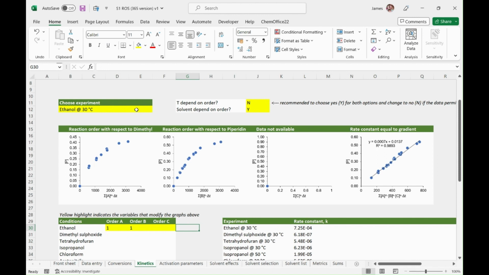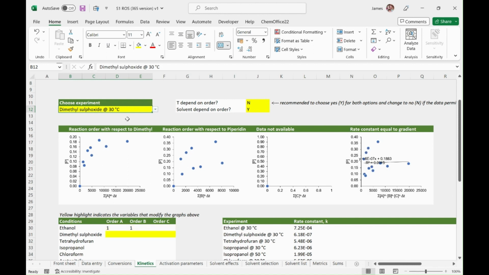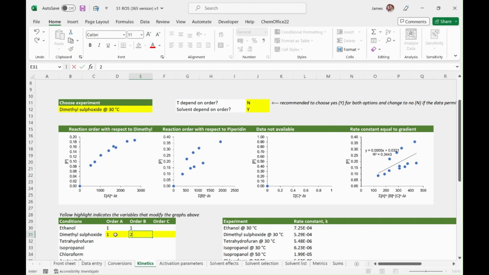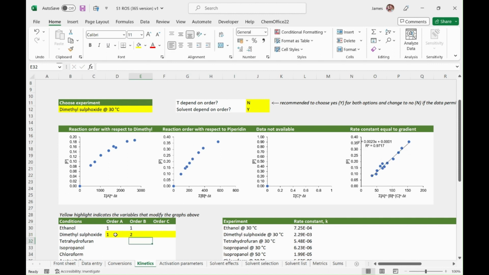So we need to repeat the process for different combinations of solvent and temperature. If we take the example of dimethyl sulfoxide, again, we can try 1 as an order, and we get decent overlap there. For piperidine, if we try 1, you see that we don't have overlap between the data sets, so we have a different order of reaction here. If I try 2, then we get the correct overlap, and again we have our rate constant derived from the graph on the right.